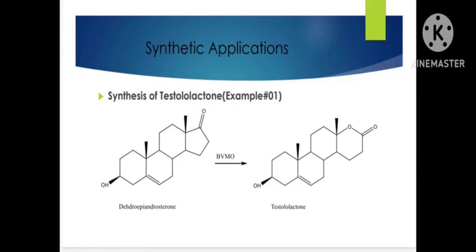Synthetic applications of this Baeyer-Villiger oxidation. So here the first one is the synthesis of testolactone, in which dehydroepiandrosterone is converted into testolactone in the presence of Baeyer-Villiger monooxygenase. These are basically enzymes that catalyze this Baeyer-Villiger oxidation. So through the mechanism of Baeyer-Villiger oxidation, we can synthesize testolactone.